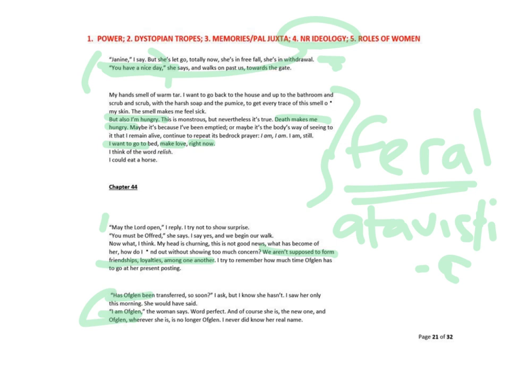Word perfect. And of course she is, the new one. And Ofglen, wherever she is, is no longer Ofglen. Okay, so there's that idea of homogeneity again. Identical repetitions of same versions. But it's all to do with that patronym again. So we don't know the female name, but Ofglen is dead. Long live Ofglen. They take on the name of the male commander, and she is the new Ofglen. Patronym. There you go. Yeah, should have an N on the end. Nearly there.